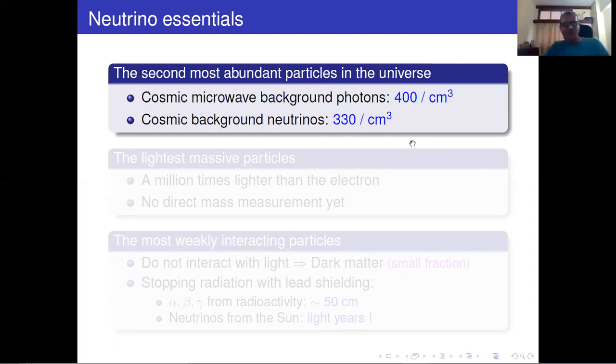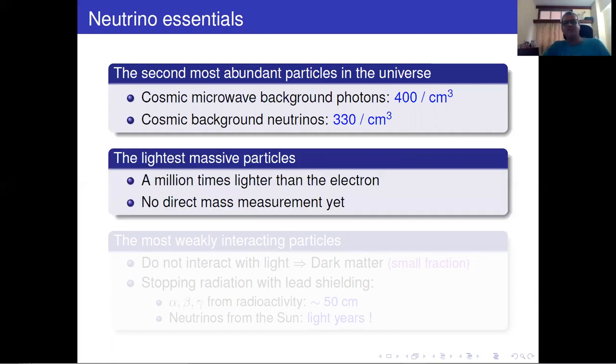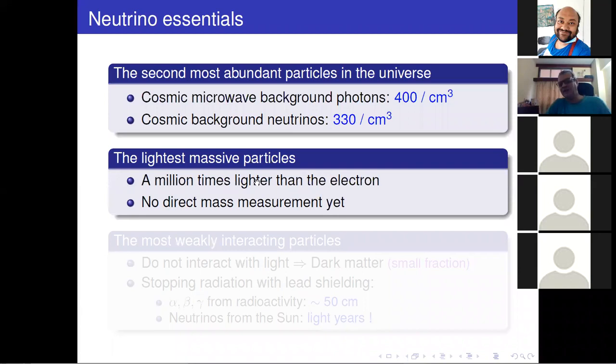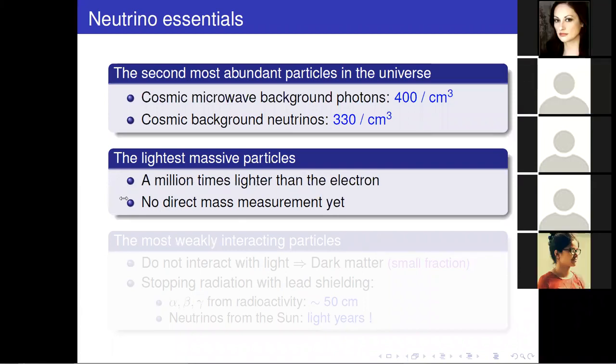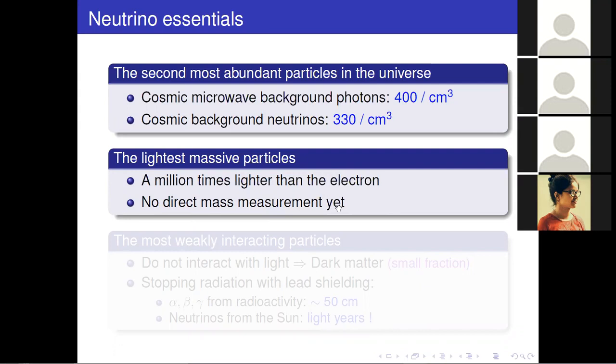So thanks for pointing this out, because my next point was to emphasize that they are the lightest massive particles we know. When I say massive, it means non-zero mass. Of course, photons have zero mass, so they are of course lightest. But if you leave the massless particles out, the lightest particles that we have already recognized are neutrinos. Their mass is at least a million times less than the electron. Electron is 0.5 mega electron volts, whereas we know that neutrinos are lighter than 0.5 electron volts. Although we haven't been able to measure the mass directly yet, the bounds that we get are simply bounds coming from cosmos.